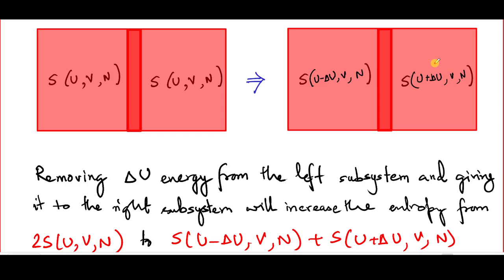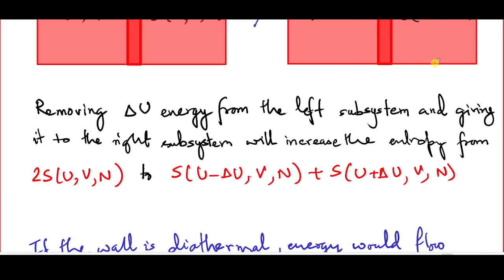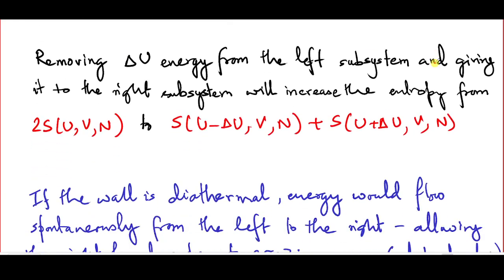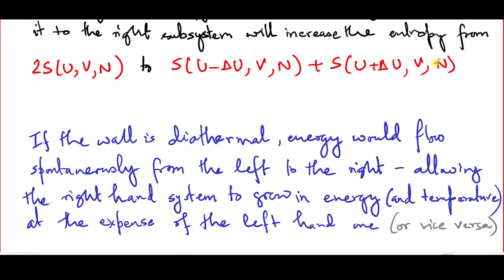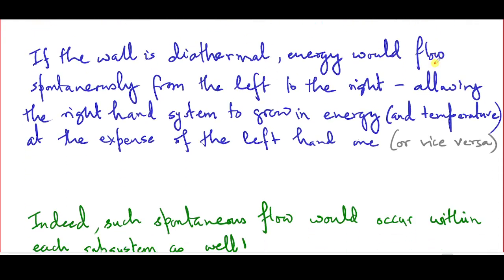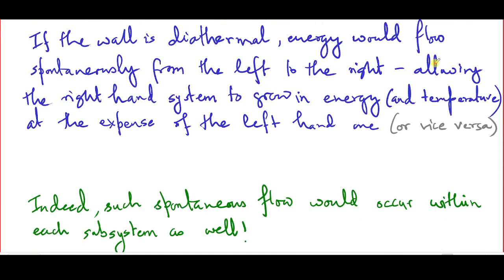Now realize that this would happen even without the wall. The wall was just an artifact here. If you did not even have the wall, what would happen is that spontaneous flow of energy would occur from one part of the system to another part, and you would end up with the system becoming inhomogeneous automatically without any external intervention.